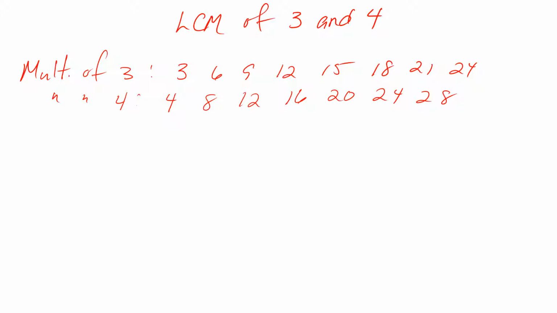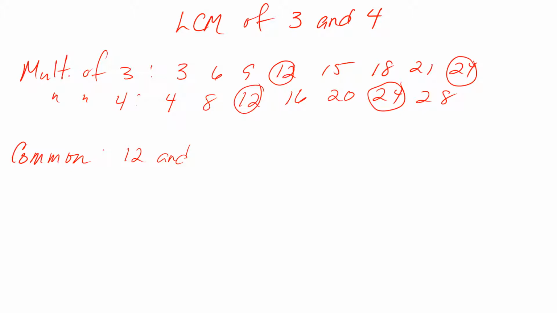All right, so now I'm looking for the common part. Which multiples appear in both lists? Well, let's see, the 4 doesn't, the 6 doesn't. Here I see a 12, so they both have a 12. And going down the list a little further, I see a 24 that they both have. So in this case, some of the common multiples of these two are 12 and 24.